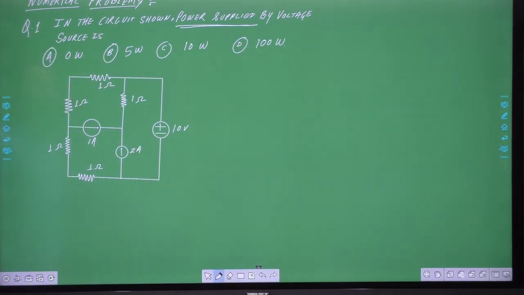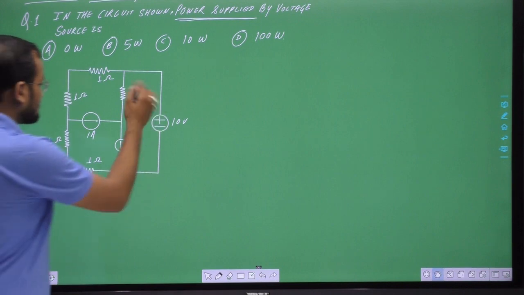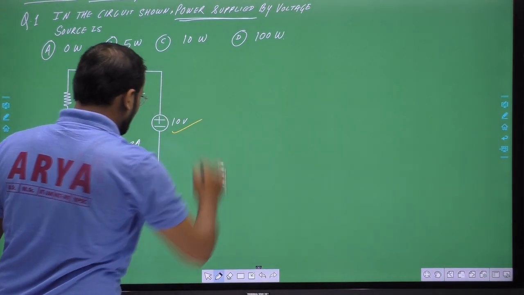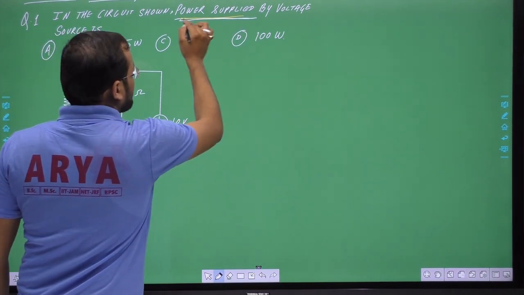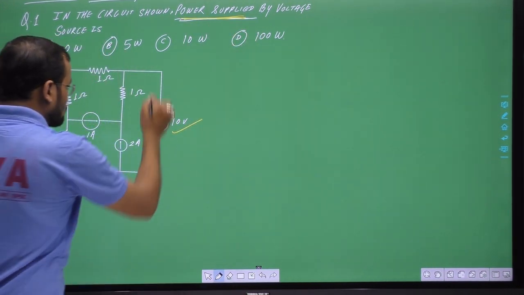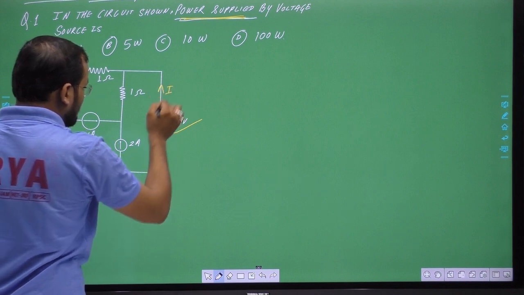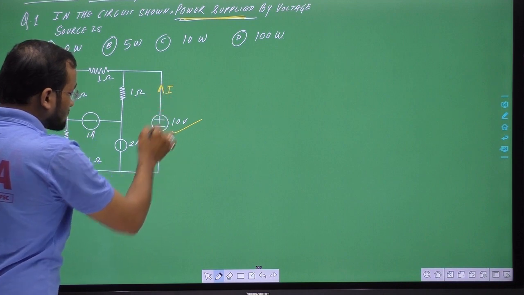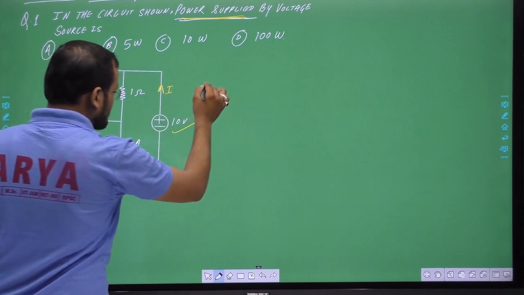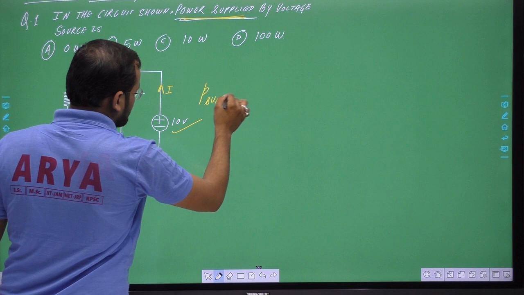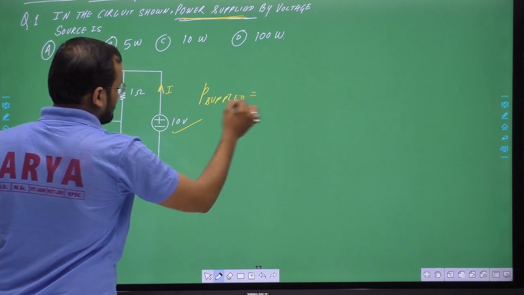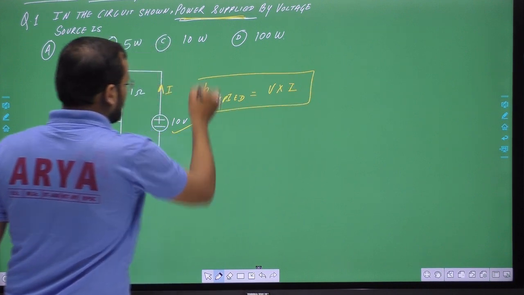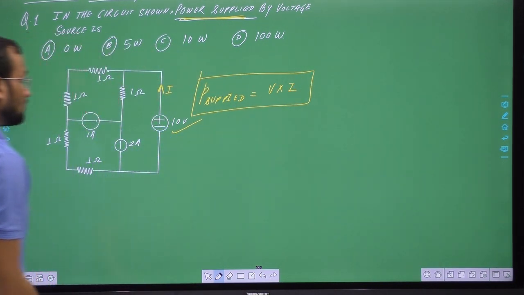The question is asking for the power supplied by a voltage source, and in this circuit there is only one single voltage source. We have to find the power supplied. So we will take the direction of current with this, meaning the positive current leaving the positive terminal. This will give us the power supplied, which is equal to V multiplied by I. We already know the value of V, so we only have to find the value of I.